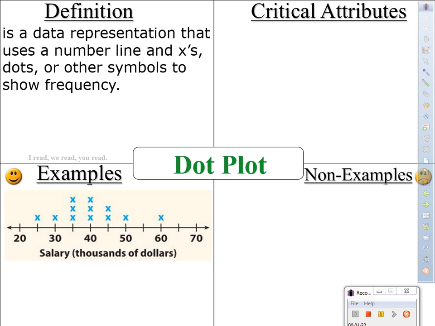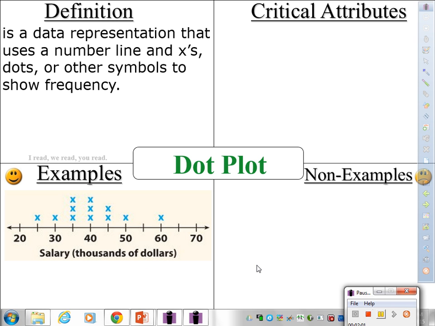Copy this down. Example. They give us a number line, and on the number line they have it scaled by 5s, I believe. Starting at 20, and then we got 20 dash 30 dash 40 dash 50 dash 60 dash 70, and that number line is titled salary in thousands of dollars. Copy that, please. So according to the definition, it says using a number line. Is this a number line? Yes. Do they use X, dots, or symbols to show the frequency? Yes. So that's a dot plot.